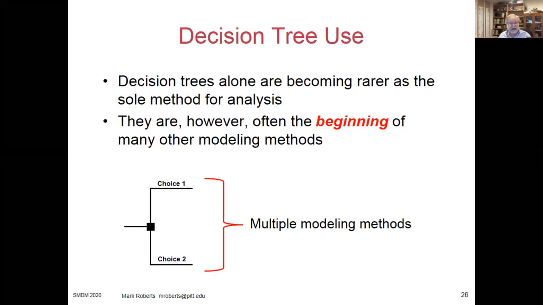Decision trees alone, as I said, are becoming rarer as the sole method for the analysis of a particular problem. They are, however, almost always the beginning of many other modeling methods. So you'll have a decision tree that describes the choices, and then there might be very complex models that follow that to understand how to predict what happens under the various different consequences of the choices. Next slide.